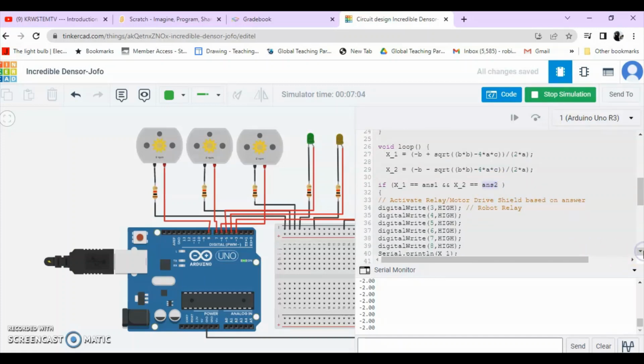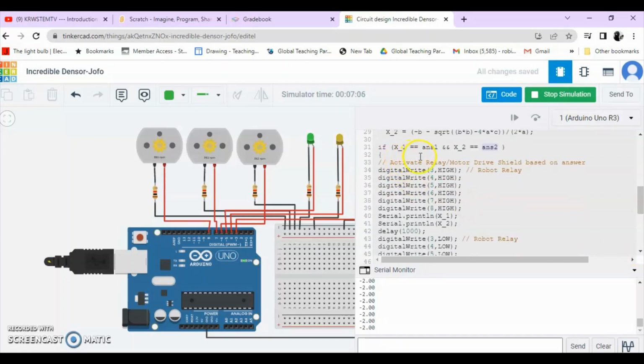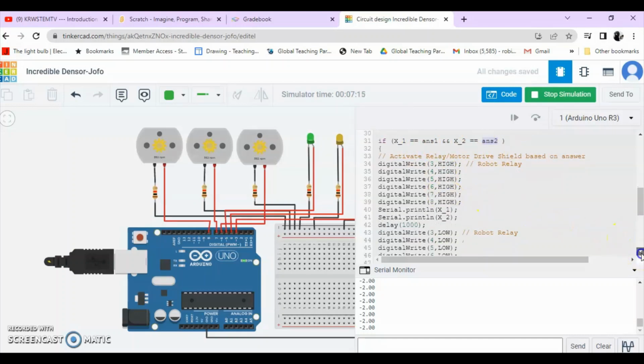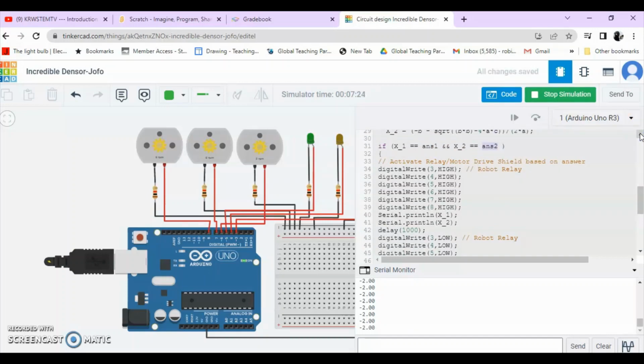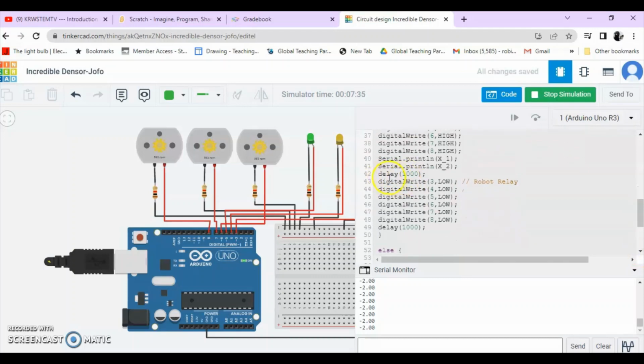So what that means is that since this is true, x1 is equal to answer 1 and x2 is equal to answer 2, this line of code will be executed. Alright, so that's the concept. Here, a simple mathematical formula is just controlling my device. And of course, I can write any code under here. I just chose to make my devices switch on and off in 1 second intervals, and that is the reason for this delay right here.